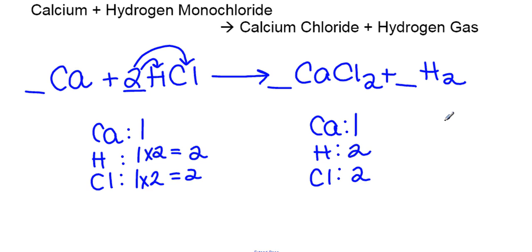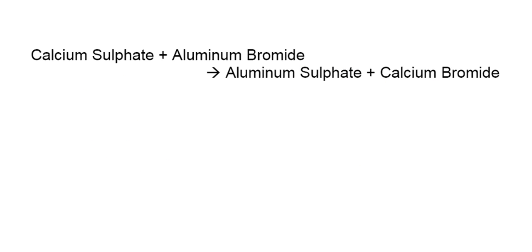Let's try another example. So here's the next one. Calcium sulfate plus aluminum bromide gives you aluminum sulfate and calcium bromide. So same thing at this point. Why don't you try writing out a skeleton equation? When you're done that, unpause the video, and then we'll walk through how to balance this one, and we'll show you that polyatomic ion trick that I mentioned before.